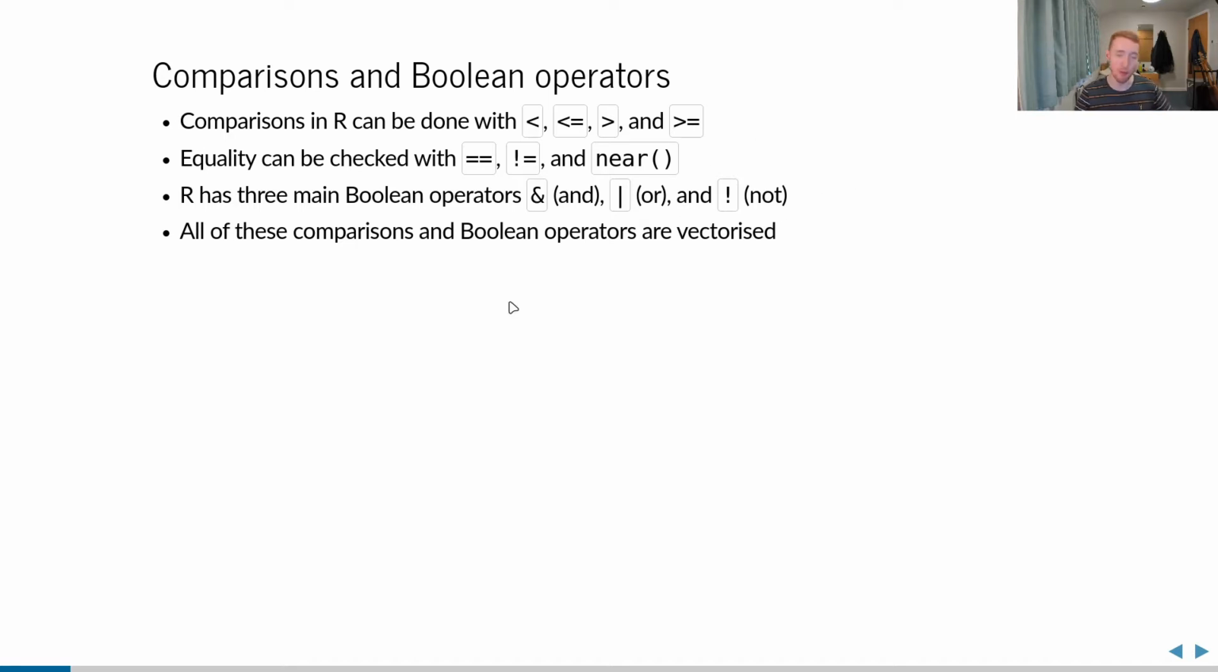And we saw a very nice feature of R is that all of these operations, these comparisons and Boolean operators, are vectorized. And so if we had a vector of numbers, we could compare those against each other, or with logical vectors, we could apply Boolean operators to those.